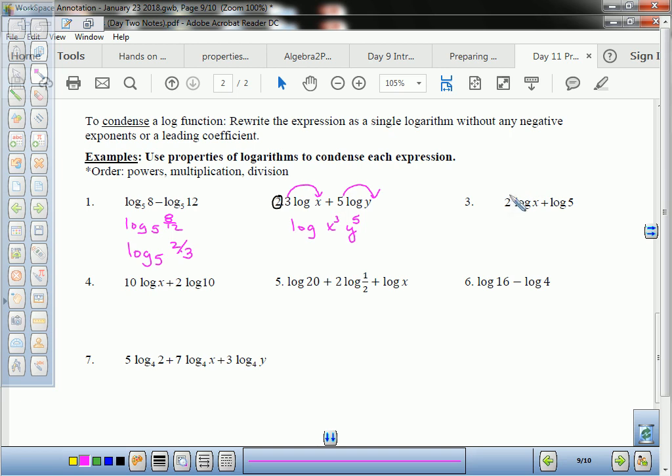All right, so this one, the 2 goes back and becomes the exponent. The addition becomes multiplication. So we get log of x squared 5. That doesn't make any sense, does it? How should we write that? 5x squared. Very good. Log of 5x squared.